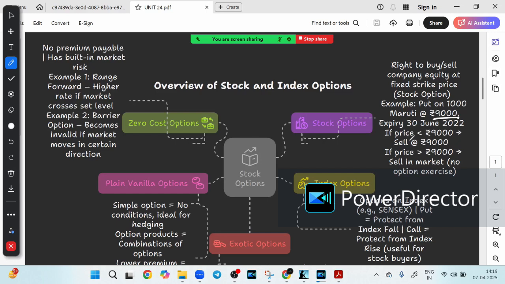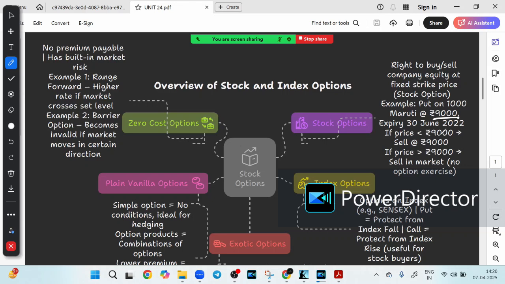It is quite simple, because put means what? Selling. You have a put option, which means it gives you the right to sell a company's equity. So in this case, you can sell it at 9,000. Suppose the price is below 9,000, then you will exercise this particular option. And if the price is higher than 9,000, you will not exercise. You will simply sell in the market. So that is what a stock option is all about. It's a smart move to lock in or hedge against loss.